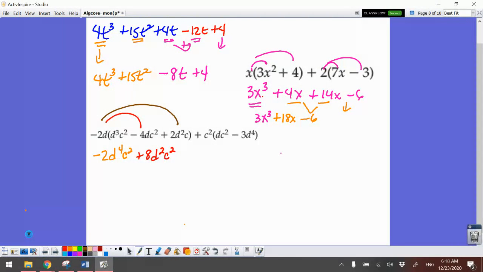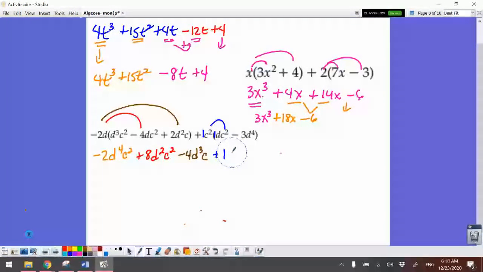And the third one is going to give me a -4d^3c, because I've got a 2 and a 1. So that's my first set. And I got to keep going. So I have c squared, remember that's a 1 and that's a 1. So a positive 1.